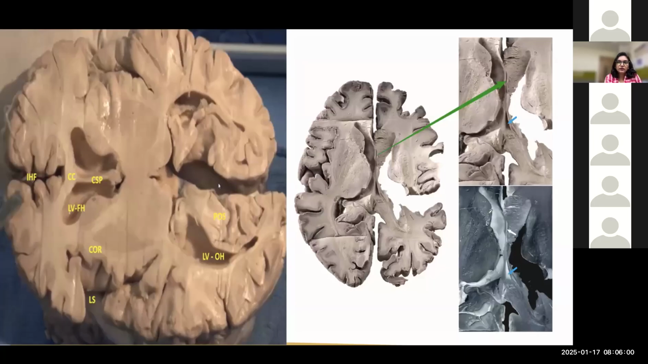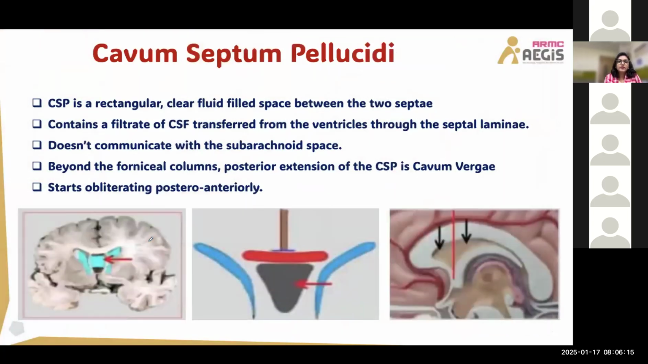Autopsy images. These are a few autopsy images which clearly show the corpus callosum, cavum septum pellucidum, along with the other normal structures of the anterior complex, which will be dealt with in detail in the sonoanatomy part. So cavum septum pellucidum, you can just show it for our reflection of memory.